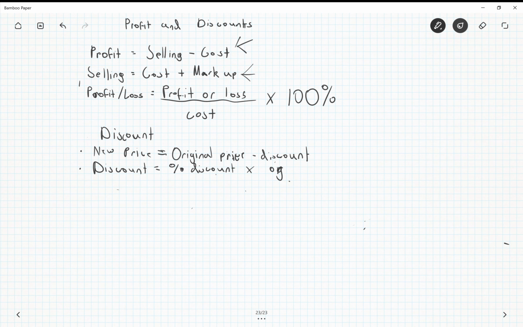that by 100%. And then for discount, to find the new price when something's discounted, you do the original price minus the discount. And if you want to find the discount of something, you do the percentage of the discount times the original price. So now we'll be going on with some fluency questions just to test our knowledge.